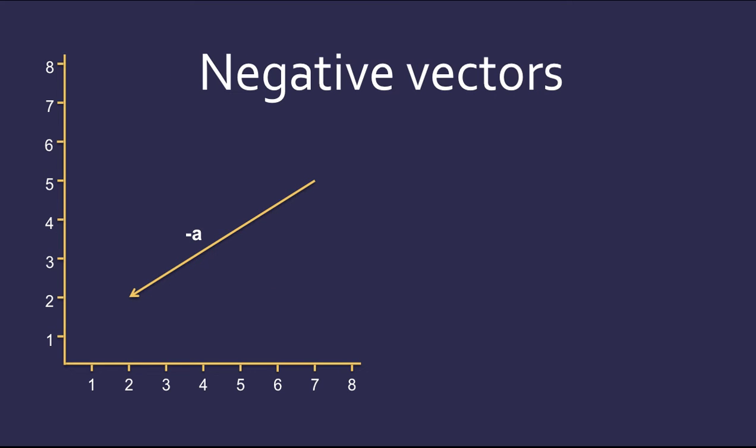Since a negative vector is the same size as the original but in the opposite direction, it follows that we can describe a negative vector simply by reversing the signs of the components of the original vector. So for vector A equal to 5i plus 3j, vector minus A must be equal to minus 5i minus 3j.